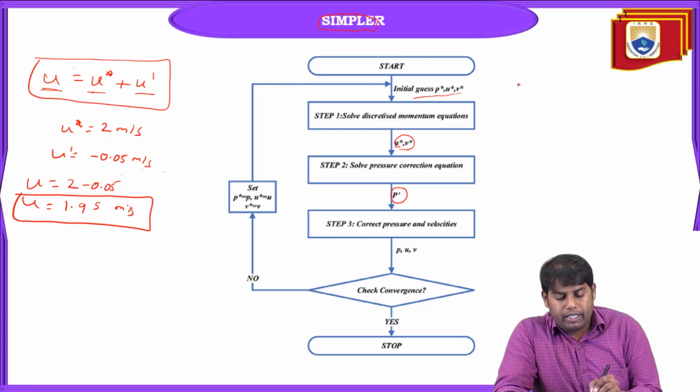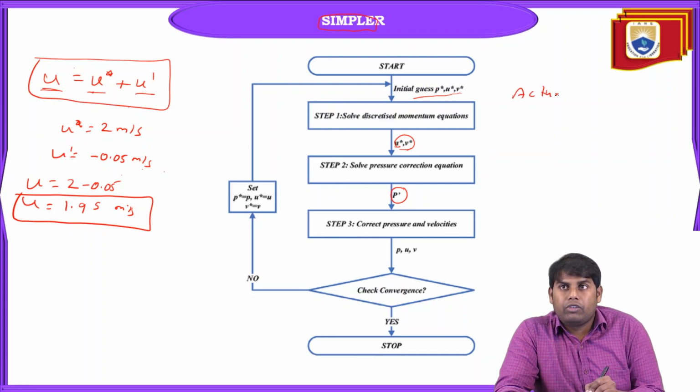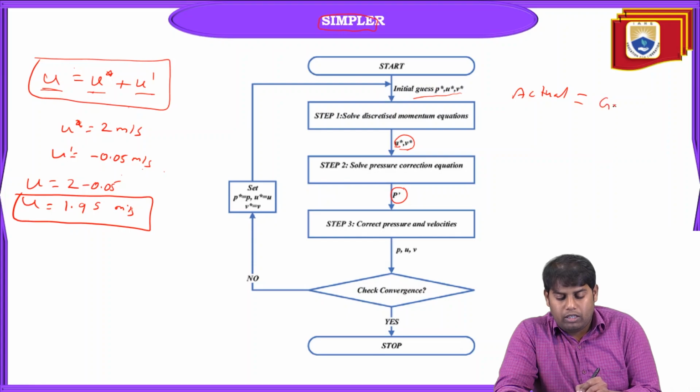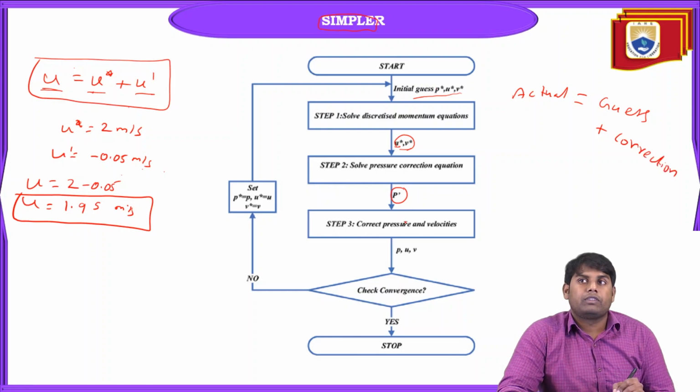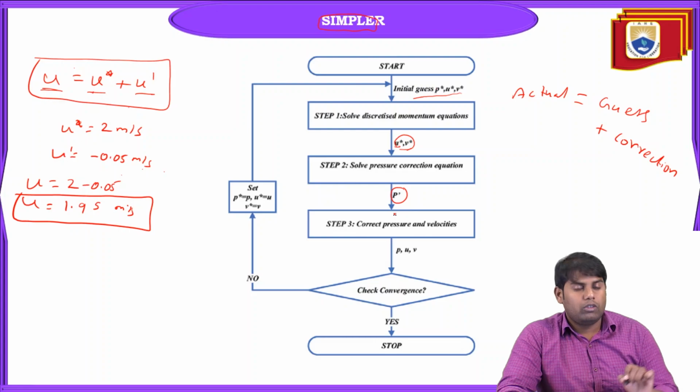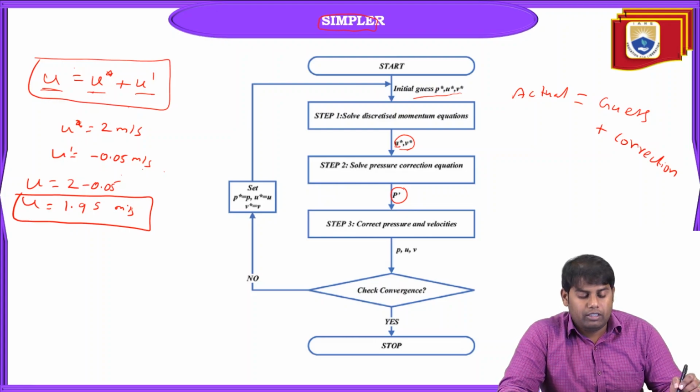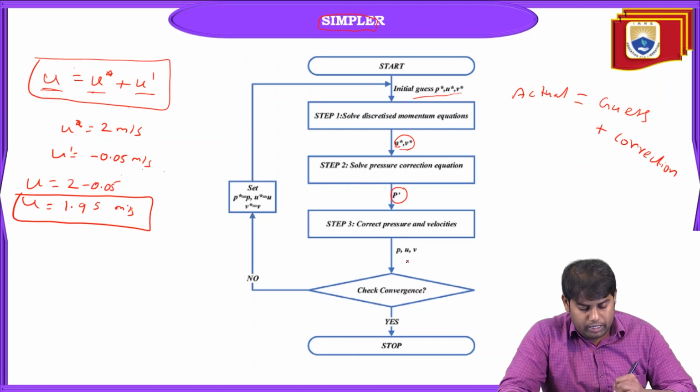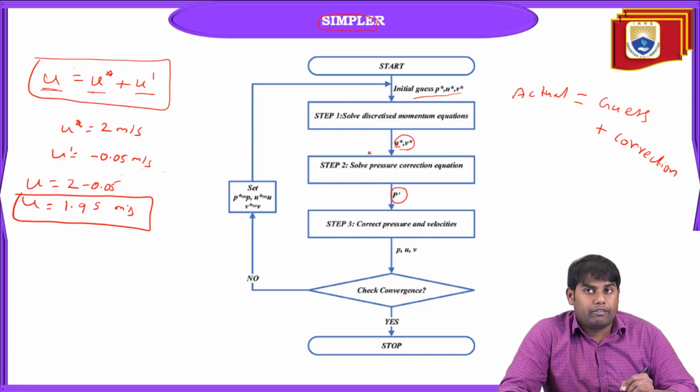So basically, what we get? The actual value is equal to guess plus correction. So here, what do we have? The actual value is, let's say, p comma u comma v, the guess value is p star, u star, v star, and the correction value is, let's say, p dash, u dash, v dash. So these are the correction values.